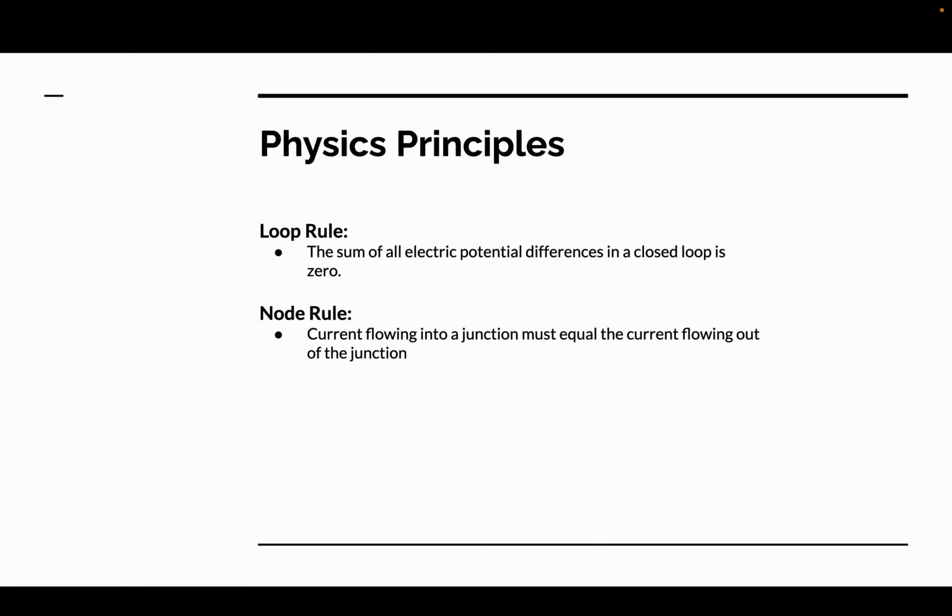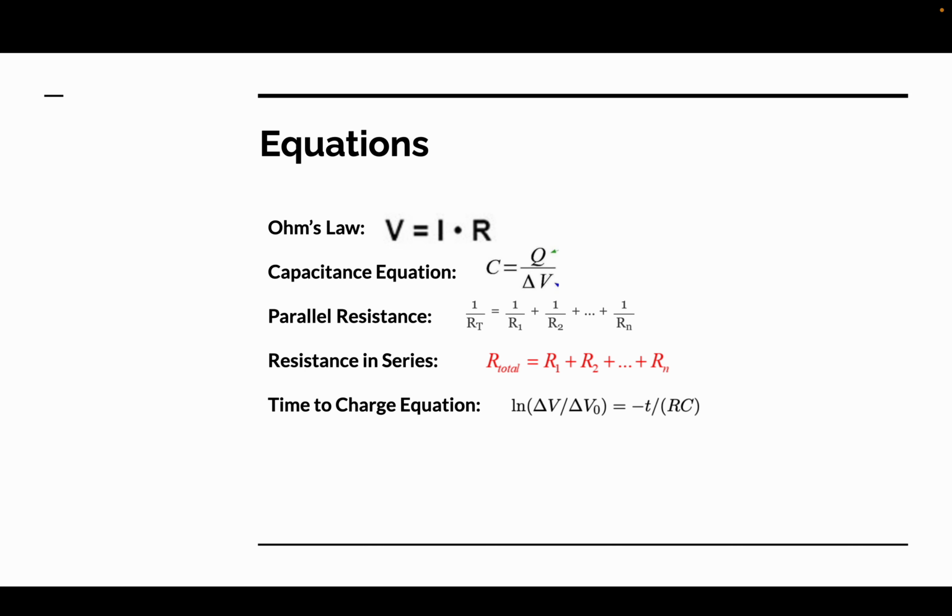The physics principles utilized in this lab are Kirchhoff's loop rule, which states the sum of all electric potential differences in a closed loop is zero, and Kirchhoff's node rule, which states that the current flowing into a junction must equal the current flowing out of the junction. The equations used in this lab are Ohm's law, V equals IR, the capacitor's equation, which is C equals Q over V, the parallel resistance formula, and the resistance in series formula, as well as the given equation of the time to charge.